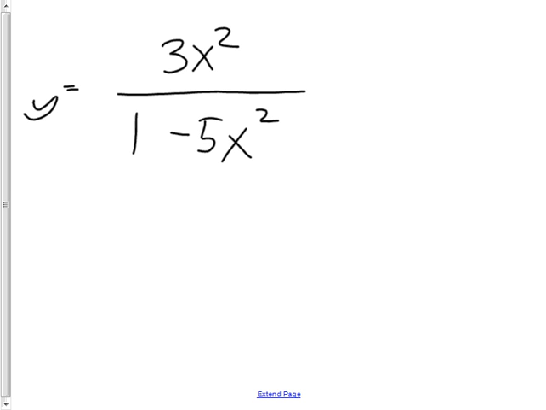(3x squared over 1 minus 5x squared). So, what is it? Bigger on top, bigger on bottom, same on both? And then, what's the asymptote at?